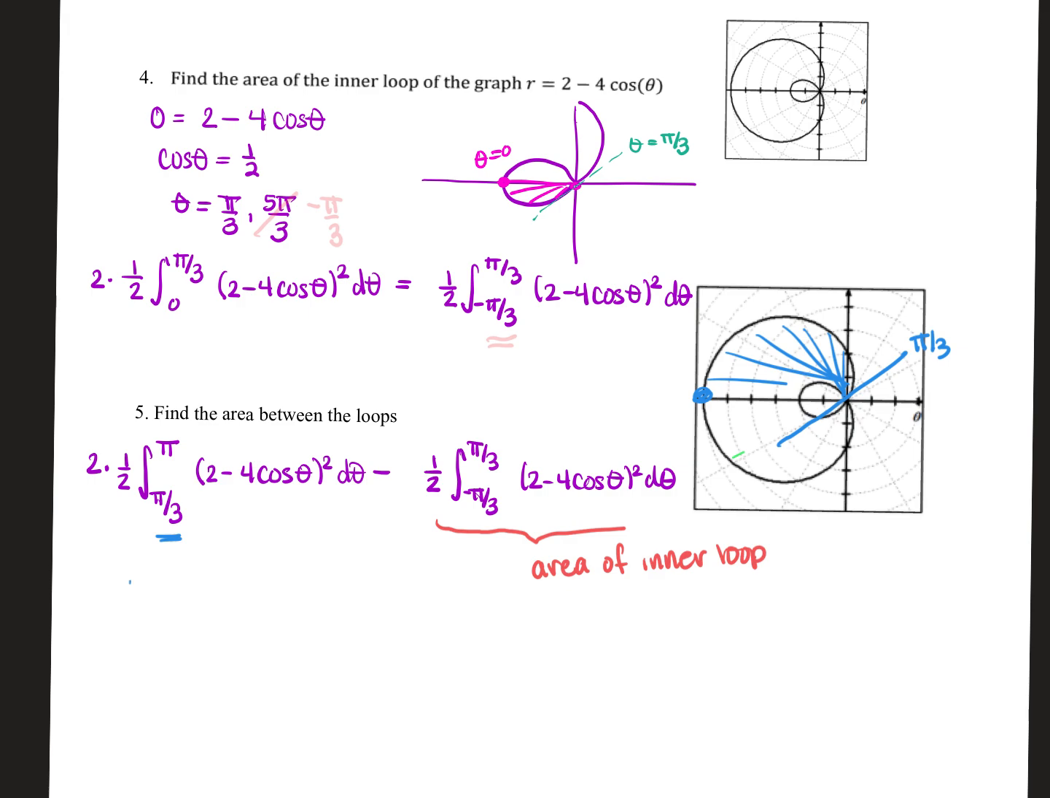Another way we could have done this is you could have said 1/2 the integral from 0 to 2 pi of the curve, and then subtract 2 inner loops, because as you go through the graph, it traces over that inner loop twice.